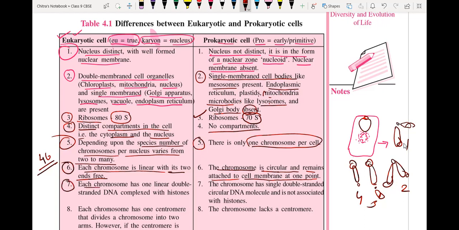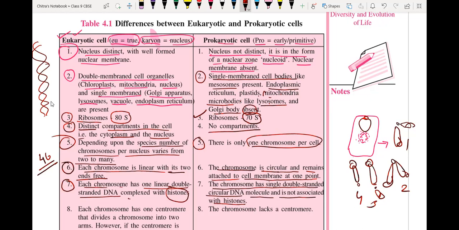Seventh difference: each chromosome has one linear double-stranded DNA. We know Watson and Crick gave the DNA structure, which is double-stranded DNA like this. This double-stranded DNA is present in the eukaryotic cell. But in a prokaryotic cell, the chromosome has a single double-stranded circular DNA molecule, and it is not associated with histone. Here histone is attached to the DNA, but in a prokaryotic cell, no histone is present.